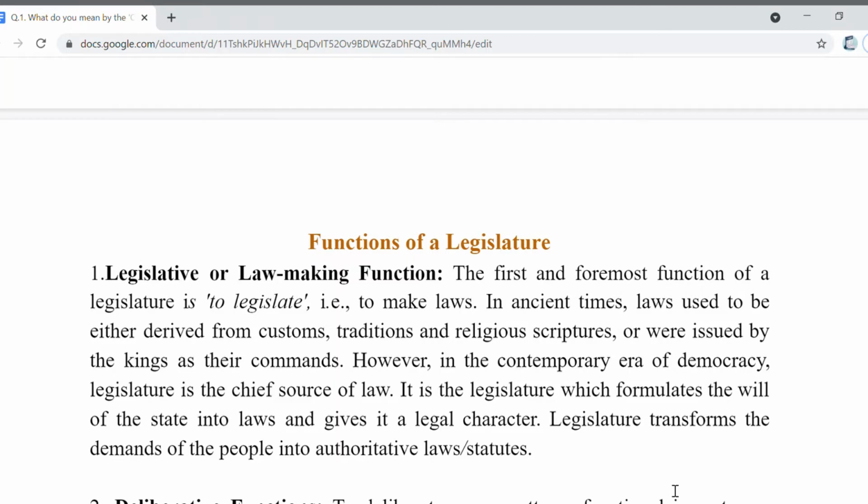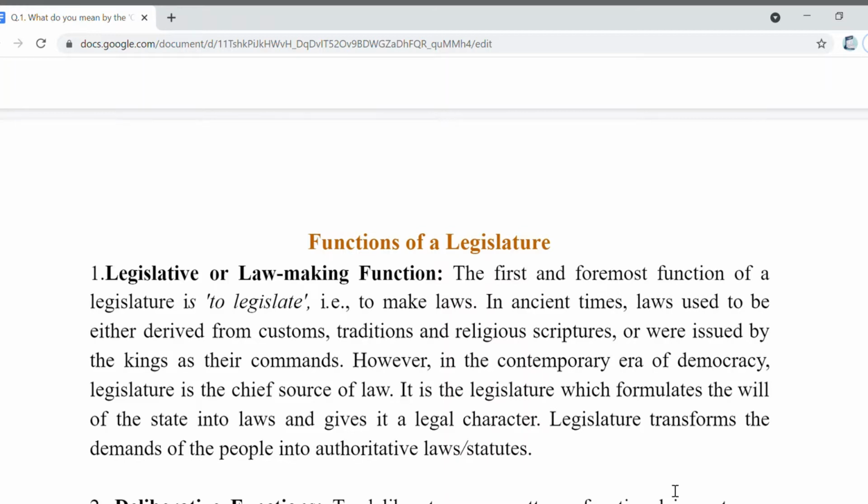Here are the functions of a legislature. Legislature, as I say, law making function है, उसका जो first और foremost function है, that is to legislate, that is to make laws. So law use किए जाते हैं, as in ancient times law use किए जाते थे जो custom, tradition और religious scriptures पे होते थे, जो issue किए जाते थे by the kings as they command.